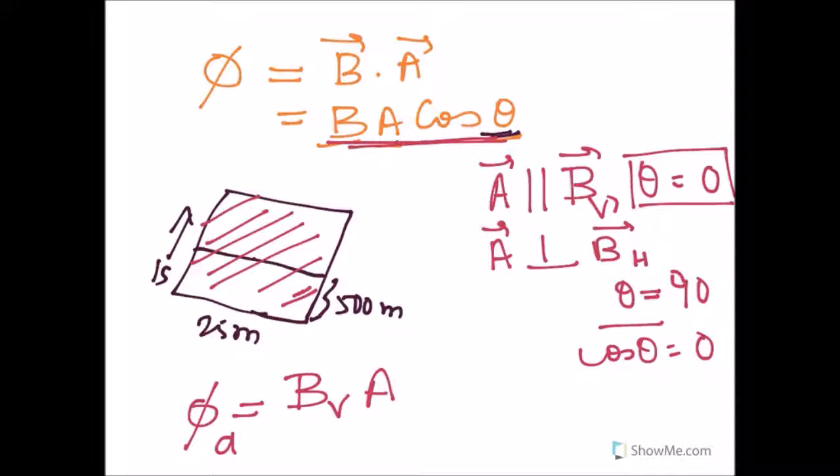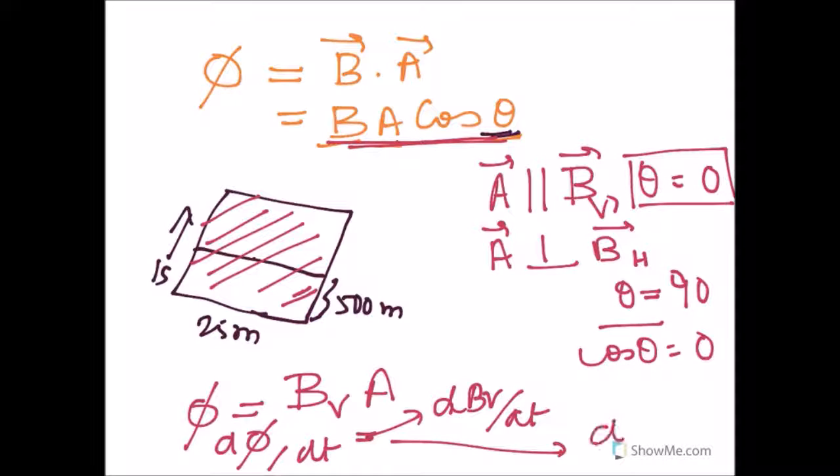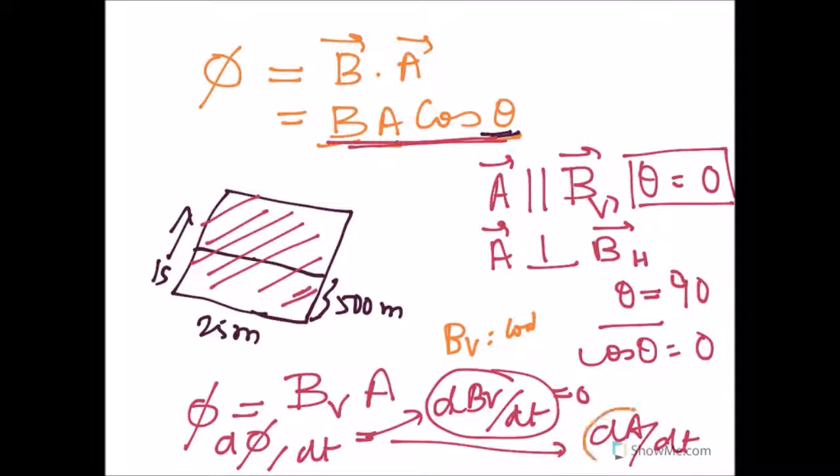So d phi by dt, that is the change of flux, could be either due to dBV/dt or due to dA/dt. Since the magnetic field of the Earth is uniform, dBV/dt will be equal to 0. That means BV is constant. BV is constant, so the change of flux is due to the change in area of the loop.